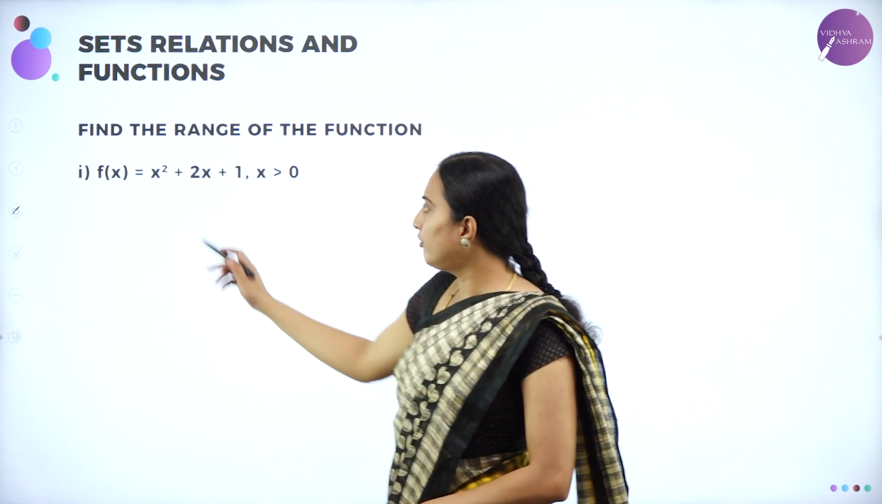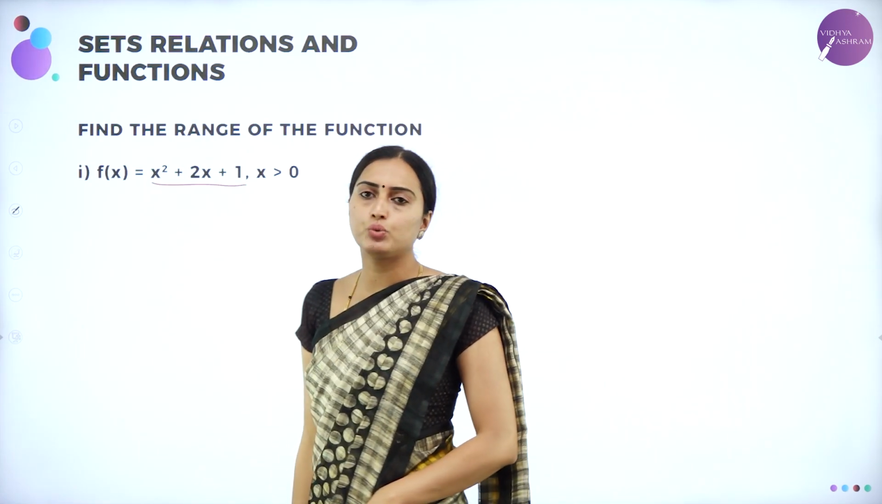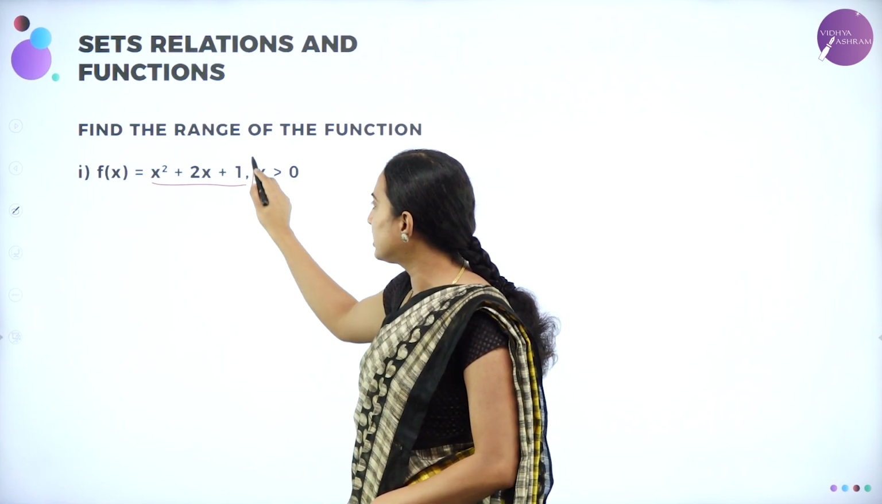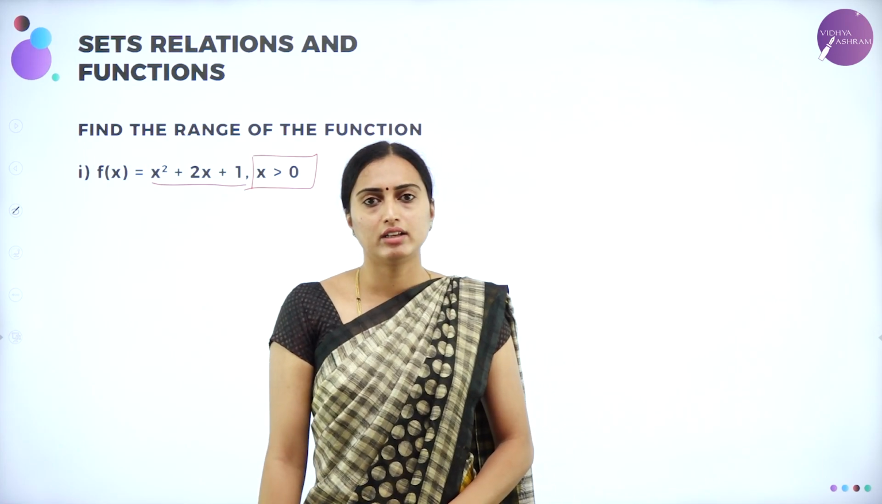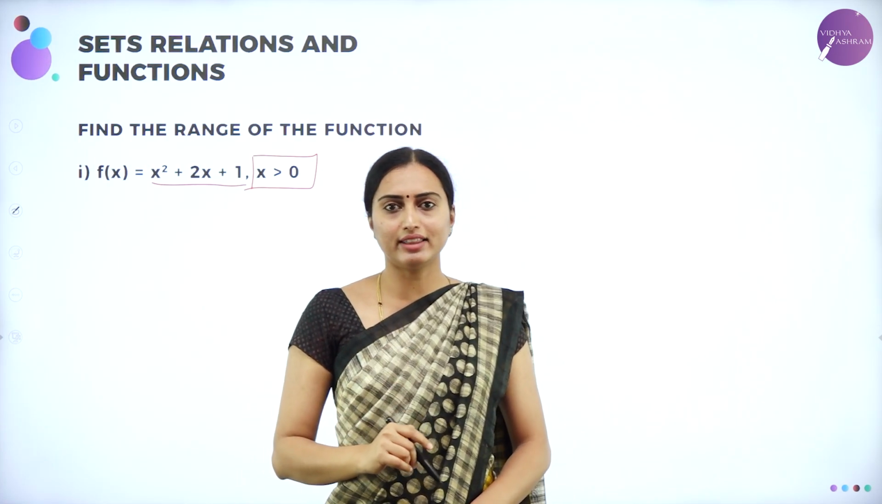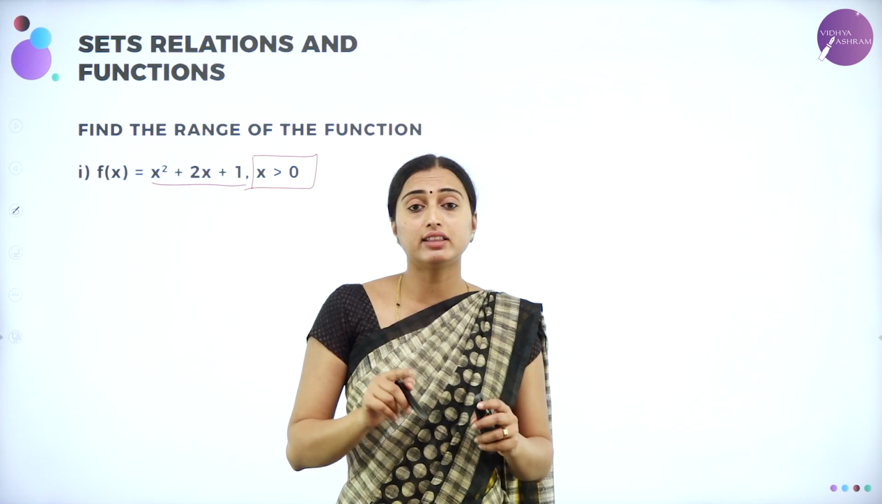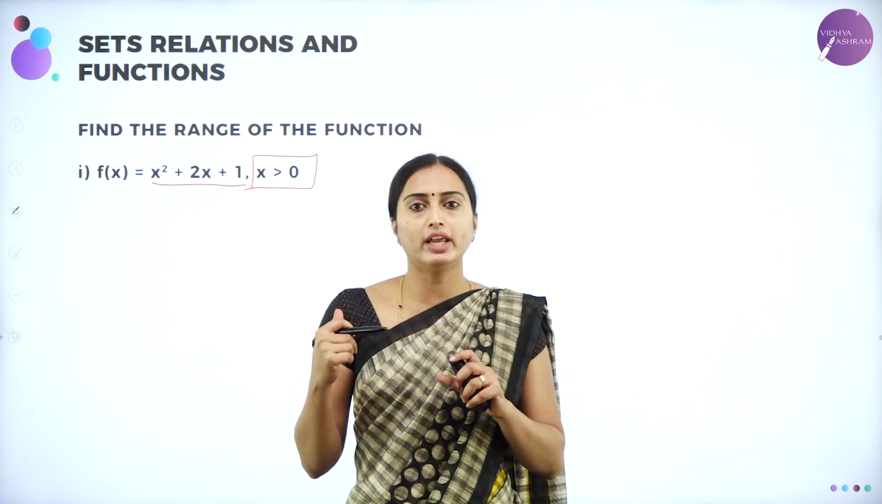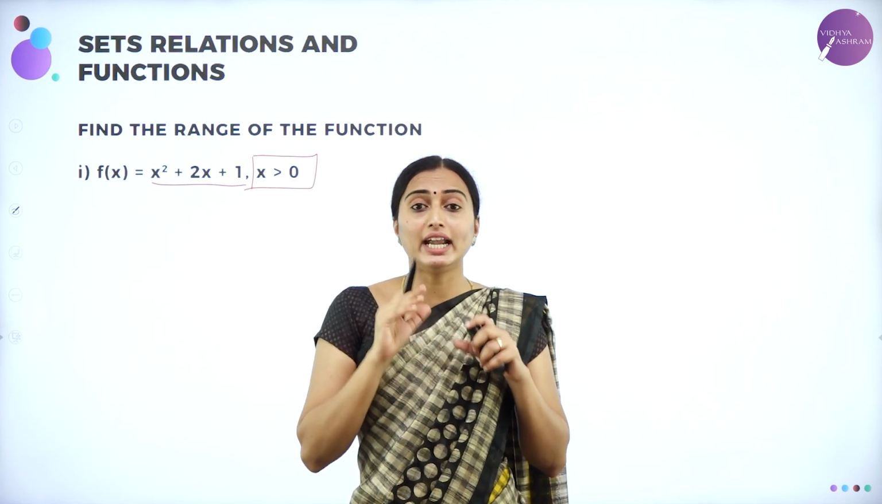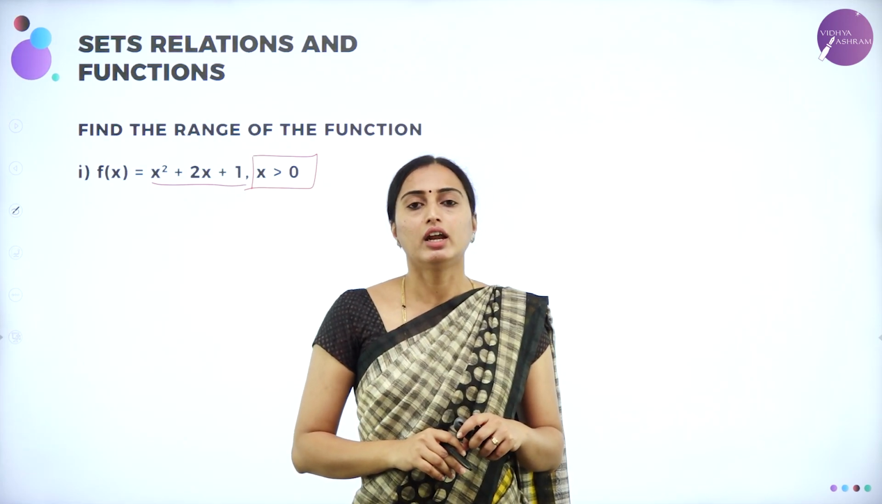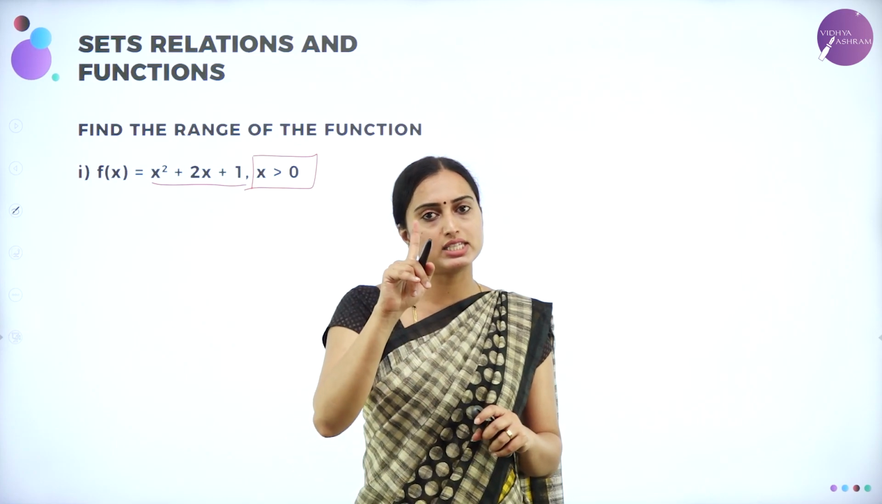Find the range of the function if they have given f of x is equal to x squared plus 2x plus 1, given that x is greater than 0. What do you mean by x is greater than 0? What value will it take? It will take from 1. If they have given x greater than or equal to 0, it is supposed to take from 0 itself, isn't it? But here they have given x greater than 0. x greater than 0 means it will be taking the value from x equal to 1.